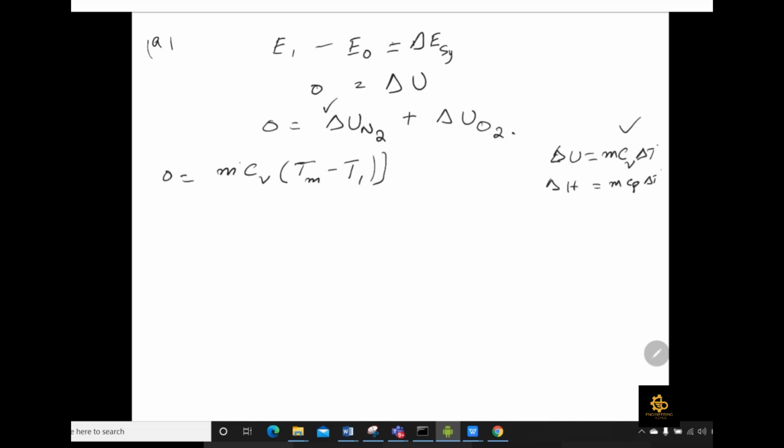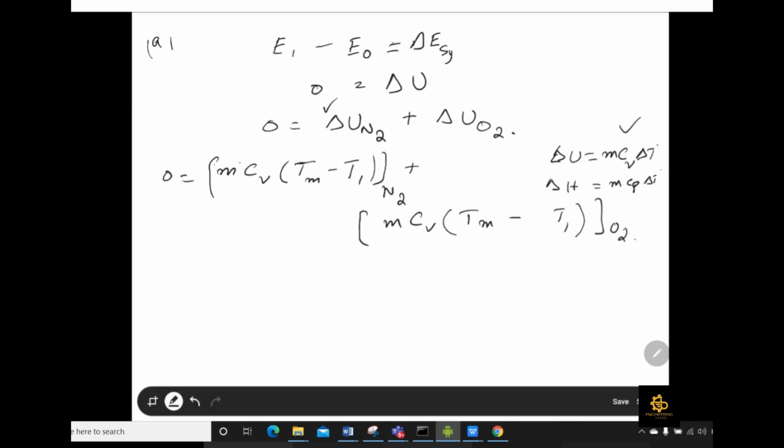Here we are talking about the first substitution, and a similar thing you have to apply for the second term, m Cv (Tm - T1), where Tm is again the final temperature and T1 is the initial temperature of the specific component, which is O2. This one is for O2.